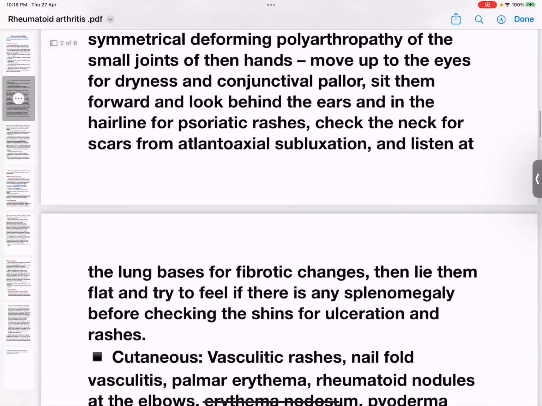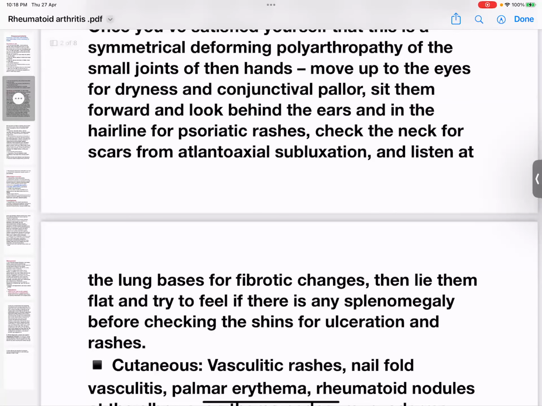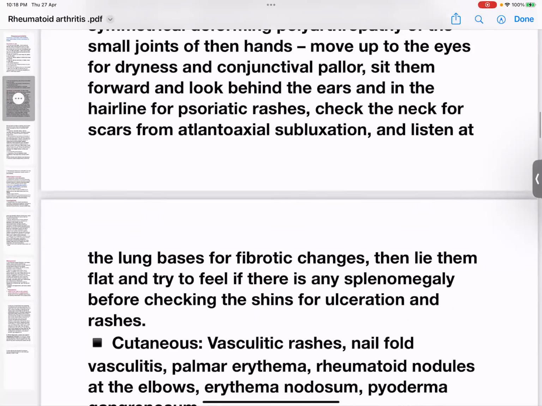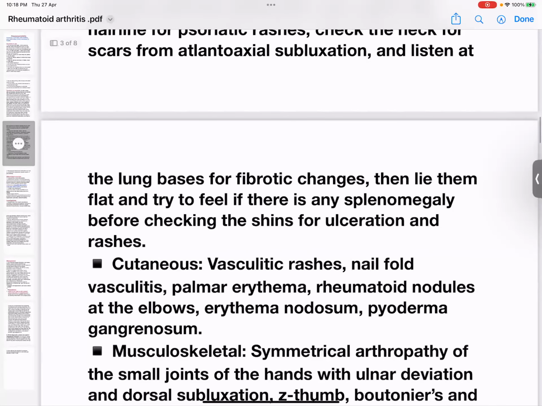What is important and never to forget to examine is the lungs. Listen at the lung bases for fibrotic changes. Fibrotic changes means lung fibrosis, or pulmonary fibrosis, or interstitial lung disease. Then lie the patient flat and look for splenomegaly and hepatomegaly. Why splenomegaly?